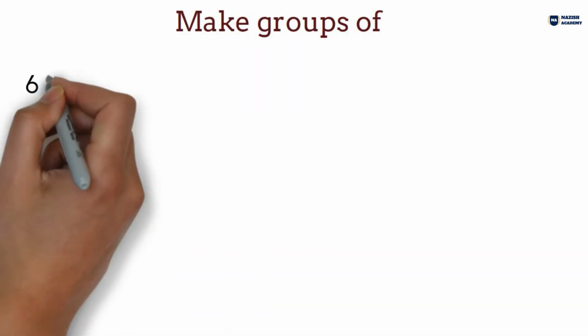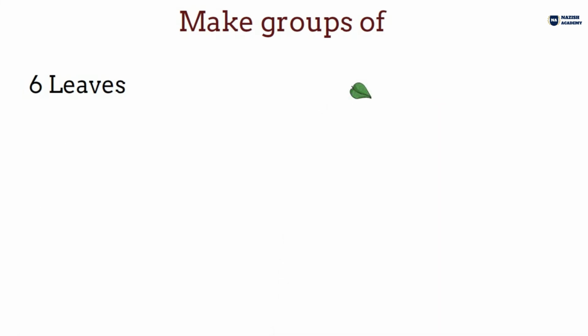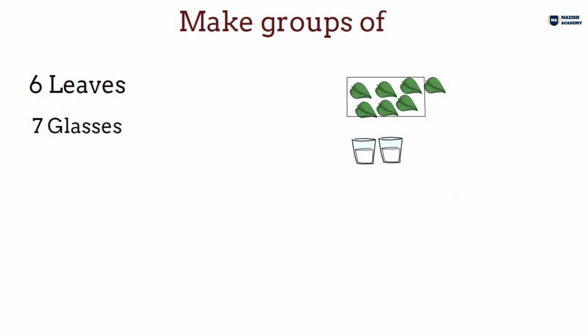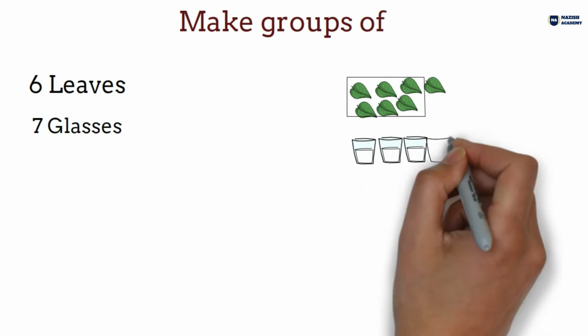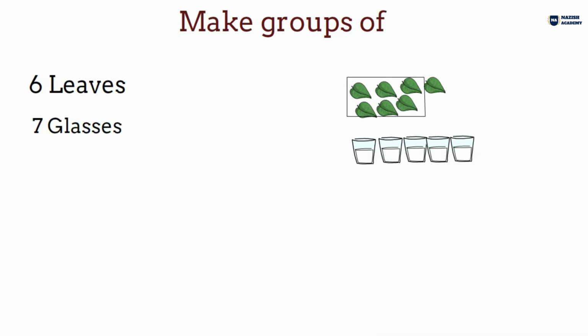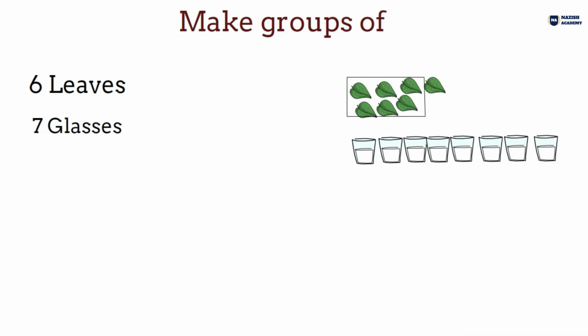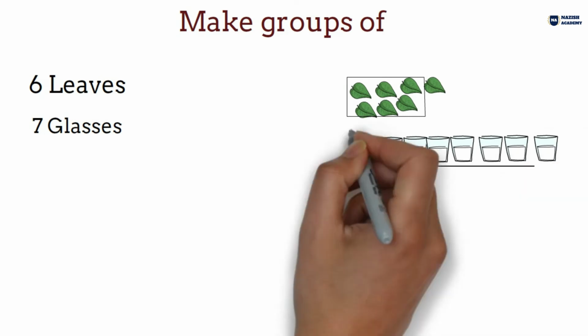Make groups of 6 leaves. 1, 2, 3, 4, 5, 6, 7. We have to make groups of 6 leaves. 7 glasses. 1, 2, 3, 4, 5, 6, 7, and 8. We have to make groups of 7 glasses. 7 glass के ग्रुप बनाने हैं.